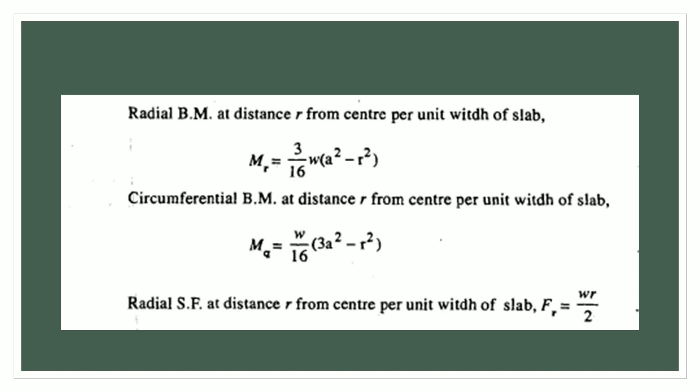Likewise, the circumferential moment Mθ at the center is 3/16 WA². The circumferential moment at the edge is WA²/8, while the circumferential moment at a distance r from the center per unit width of slab is W/16 (3A² minus R²). The radial shear force at any distance r from the center per unit width of slab is Wr divided by 2.